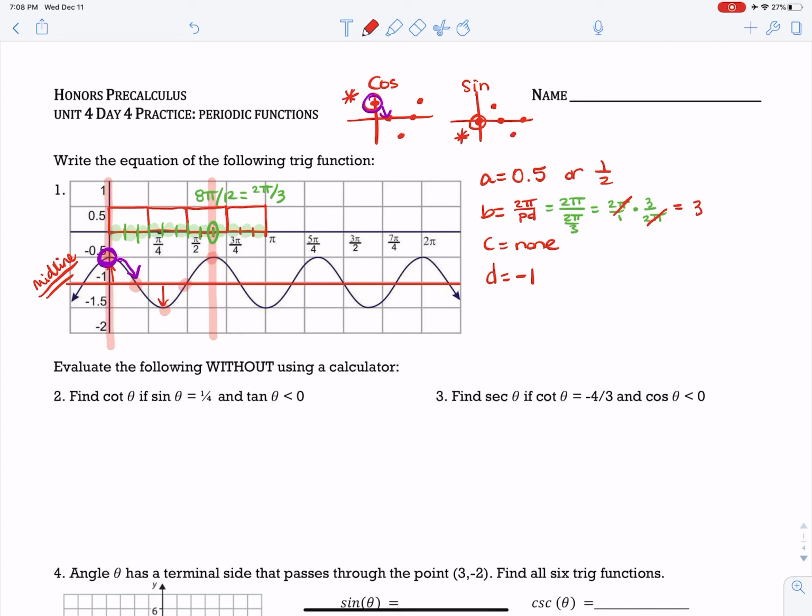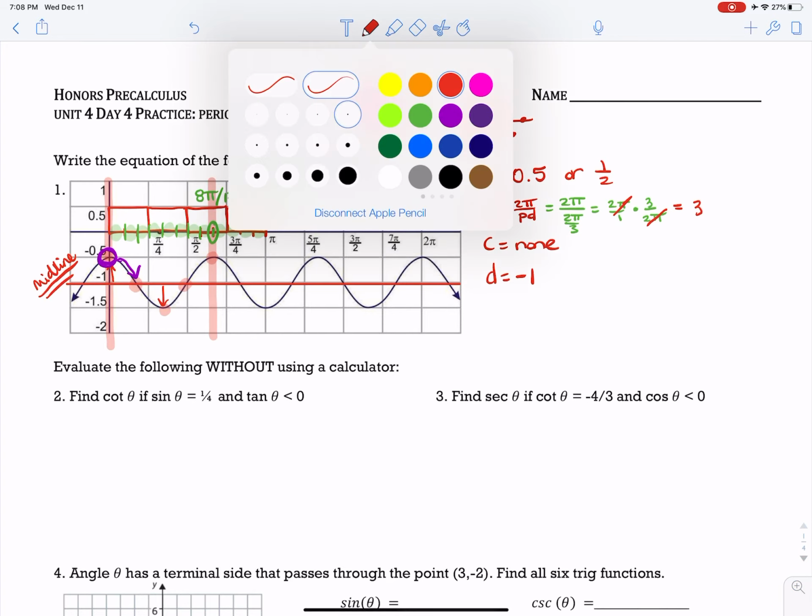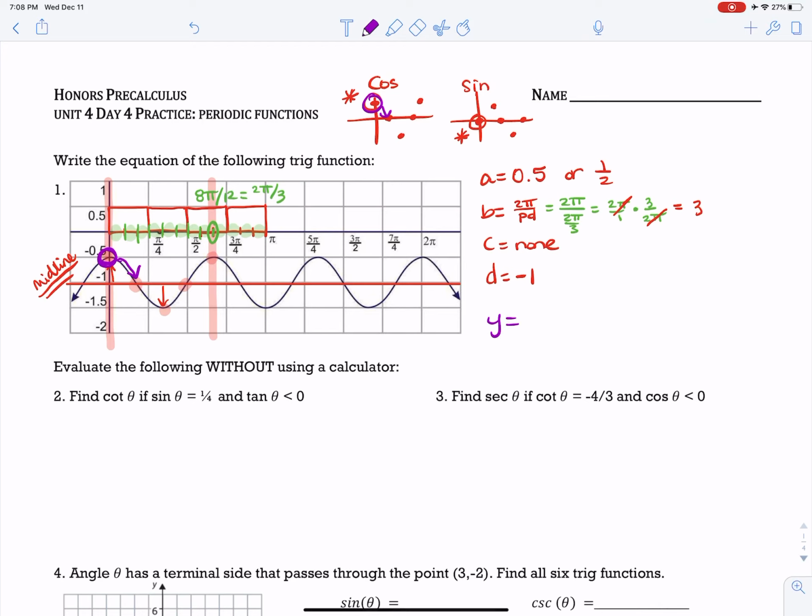So now let's write our equation. Let's switch up the color. Y equals A, 1/2. The function is cosine. B, and we always put it in parentheses, 3. But then we have to figure out, do we need a double parentheses? Well, we don't have a phase shift, so we don't need double parentheses this time. So it's just 3x minus 1. And that is your answer.